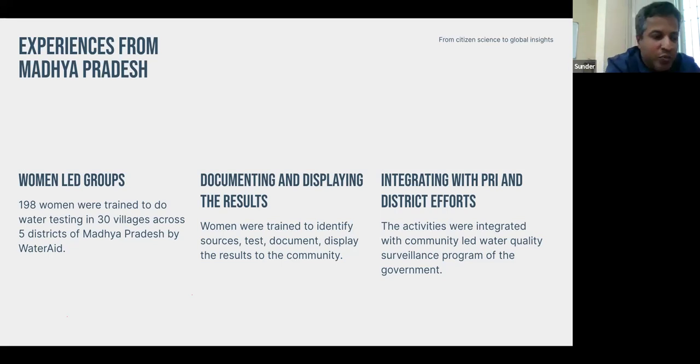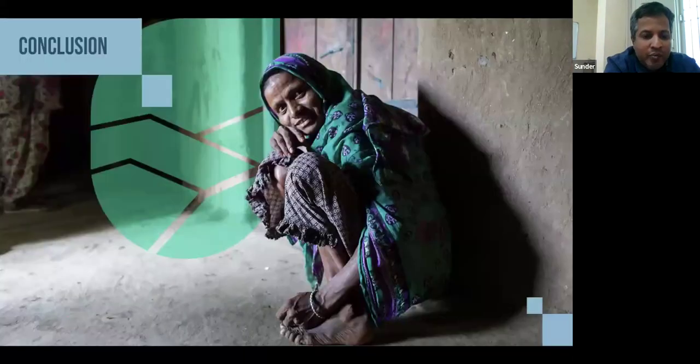And as a network, as a water quality network, all of us collaborate with each other and try to learn from each other in terms of these processes and what helps to have more participation and sustain it over the long term.